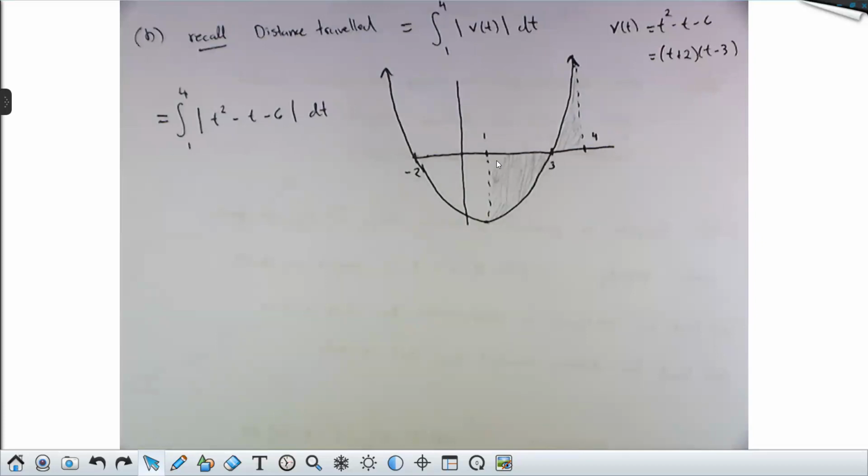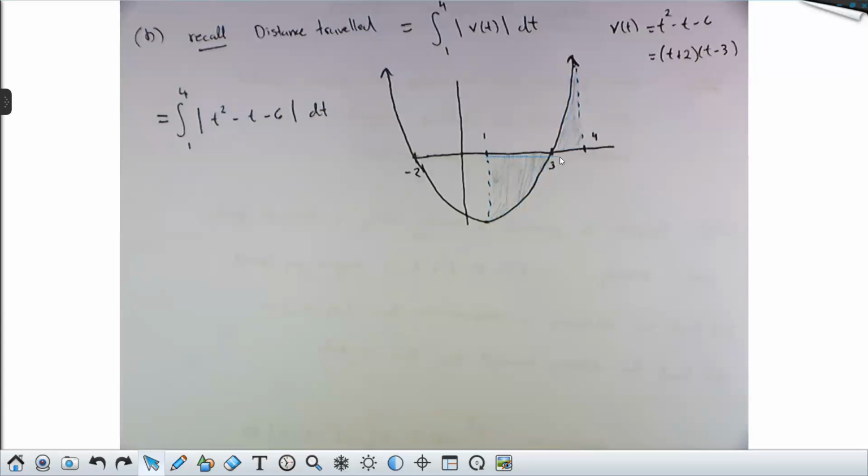So if I want to get the absolute value of my velocity function integrated from 1 to 4, really what I'm looking for is this area measured as positive plus this area measured as positive. And the way we do that is to split up the integral. You take the integral from 1 to 3 separately from the integral from 3 to 4.